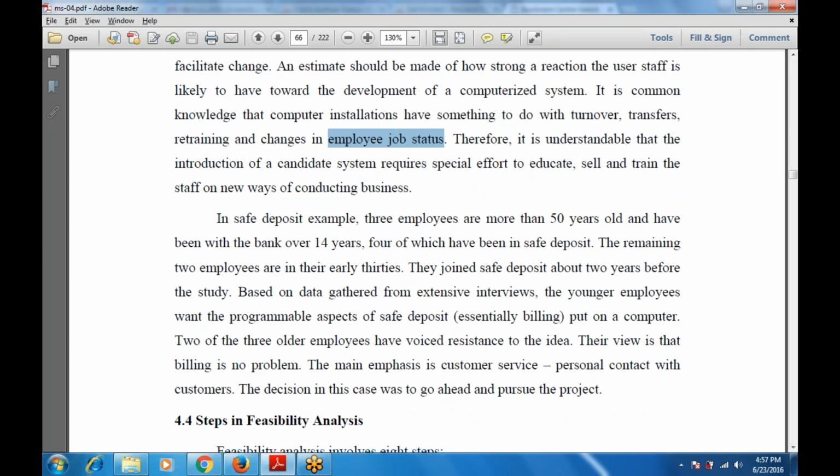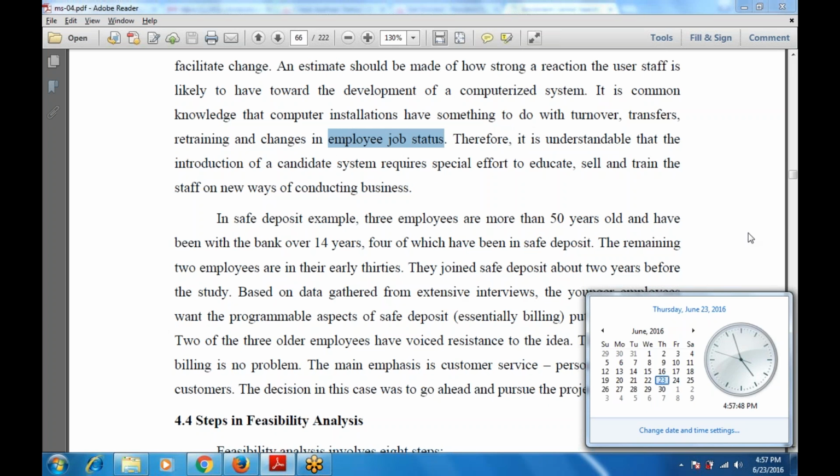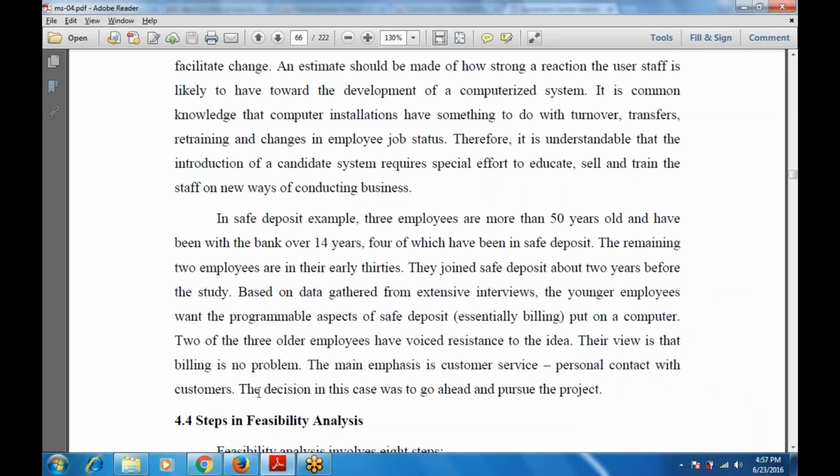Their view is that billing is not a problem, but the main focus is on customer service, which provides customer support and personal contact with the customer. That means personal relationship with the customer, with the emphasis on the customer. And the decision in this case was to go ahead and pursue the project.